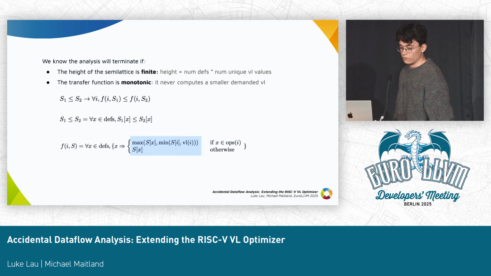Here's the more formal reasoning about it. The semi-lattice is finite because the height of it, i.e. the longest chain from the bottom to the top, is determined by the number of definitions in the program and the number of unique possible values that were used for the VL operands, which is finite. And the transfer function is monotonic, because if you look at that definition at the bottom, it's either going to be the previous demanded VL or the maximum of the previous demanded VL and something else. So no matter how many times you apply the transfer function, it will never give you a demanded VL that's less. And so it's monotonic with respect to that relation.